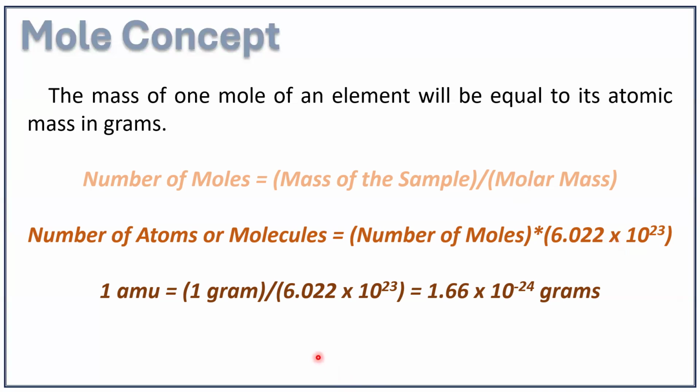And what will be the mass of 1 AMU in grams in SI unit? 1 AMU is 1 divided by 6.023 into 10 raised to 23. Actually, 1 AMU is the reciprocal of the Avogadro number, and that comes around 1.66 into 10 raised to minus 24 grams. So 1 AMU in grams will be around 1.66 into 10 raised to minus 24. So this is how you convert the number of moles to weight or back to the number of moles. It's a very simple concept.